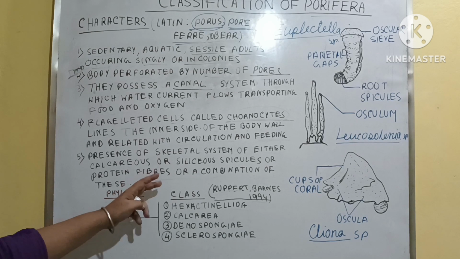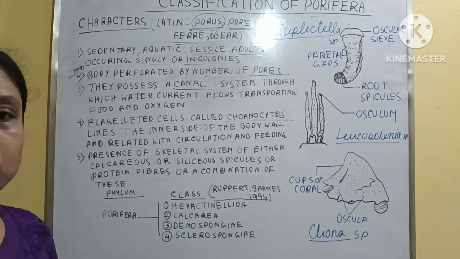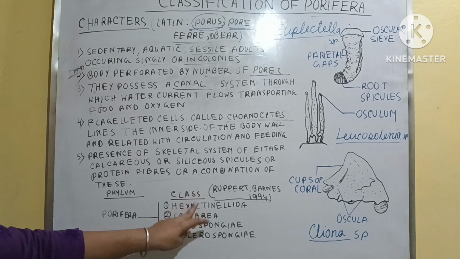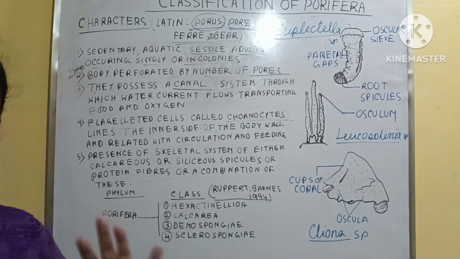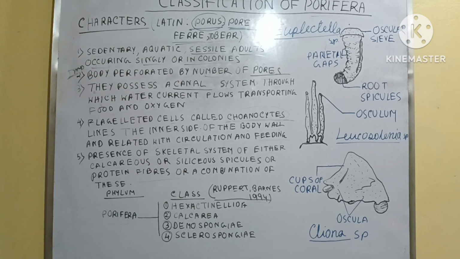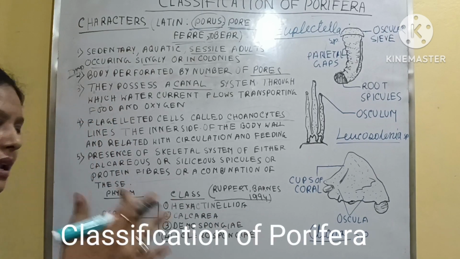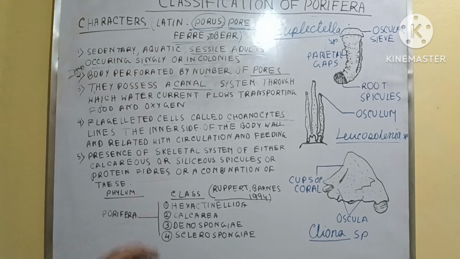So these are the 4 classes, and here I only discuss the characteristic features of the phylum and of the classes. I describe only up to the class level. Clear? So these are the classes, and now we will learn about these classes.